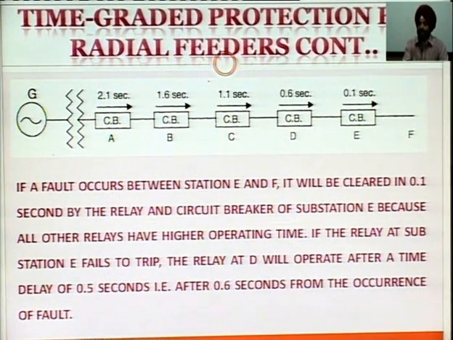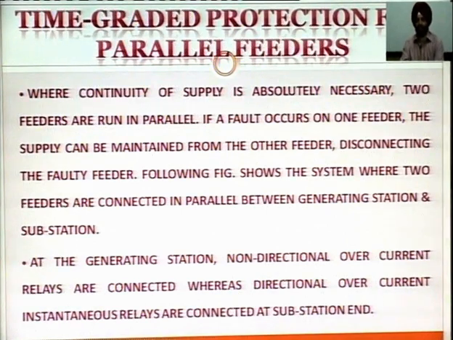So our relay D will operate. If the relay E is unable to operate, the relay D will operate after 0.5 seconds, meaning the total time is 0.6 seconds from the occurrence of the fault. So in this way we protect our system with time graded protection.